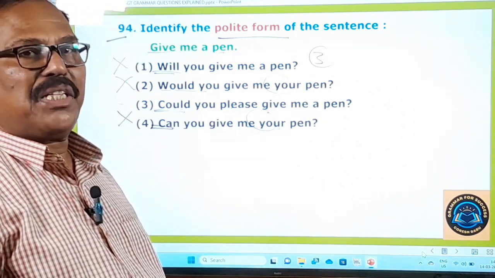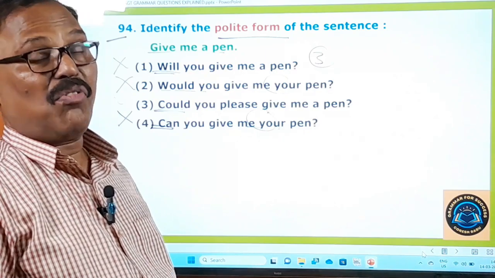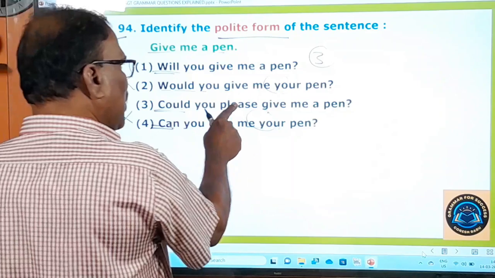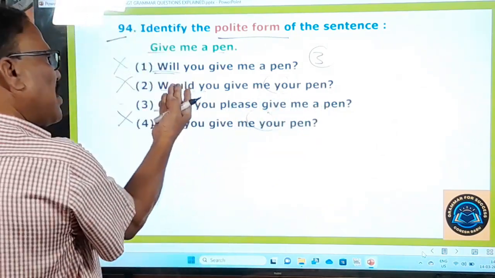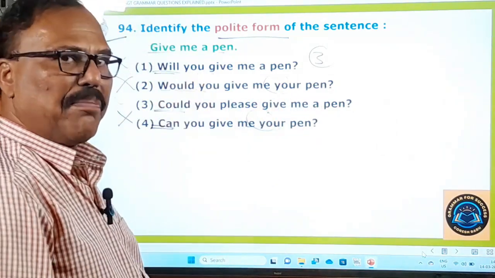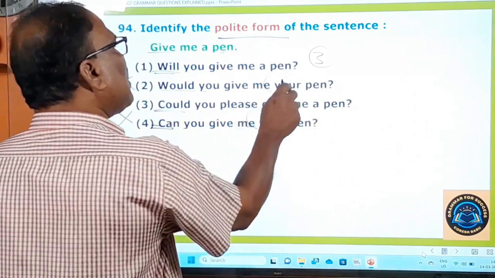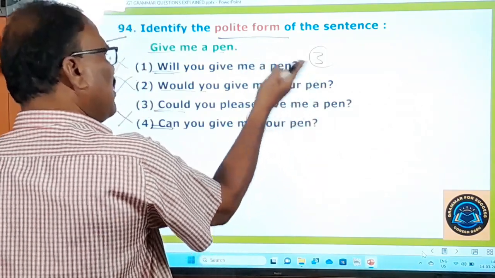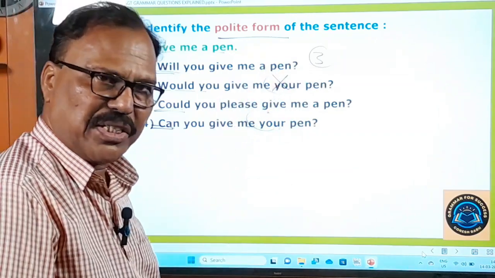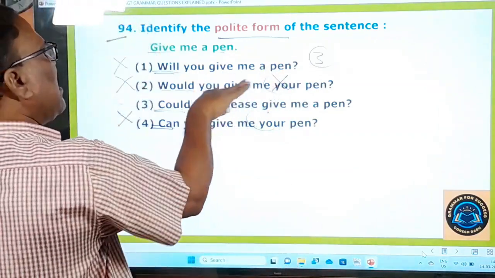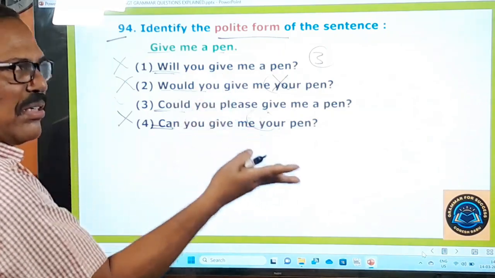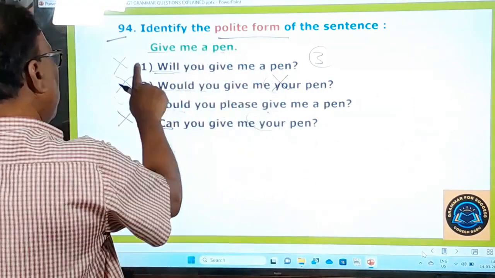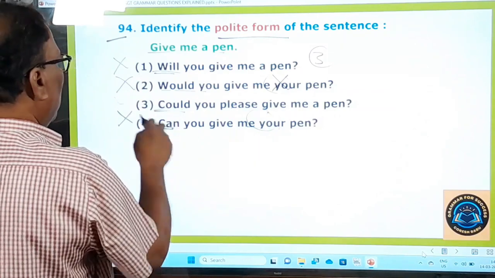Don't ask anybody in this way: "Give me a pen." This is bad, vulgar, impolite. That's why you have to say, "Could you please give me a pen?" You can also use "Would you please give me a pen?" But here, your is unnecessarily used, and that's why this sentence has become wrong. Otherwise, this sentence would have become right. He has slightly changed this sentence and made it wrong, because in the given question, your is not there. So first, second, fourth are wrong. Only the third one is the right one.